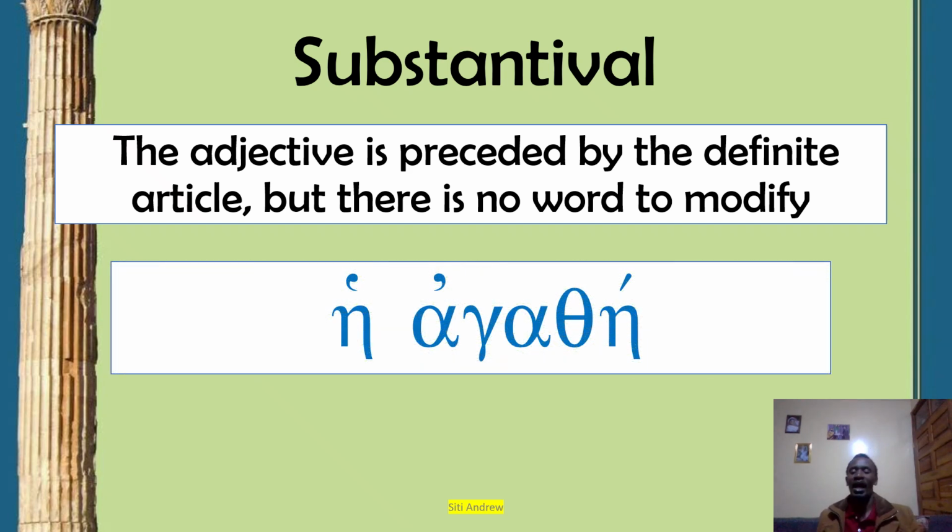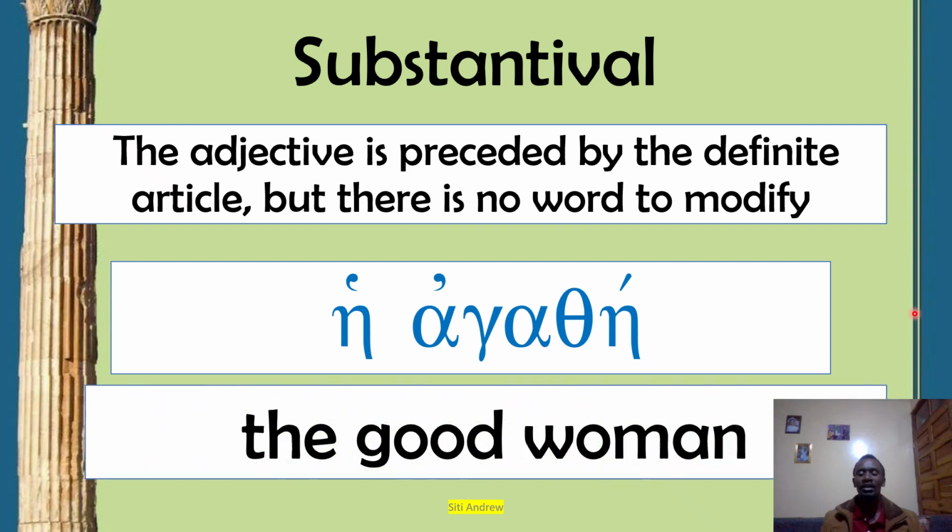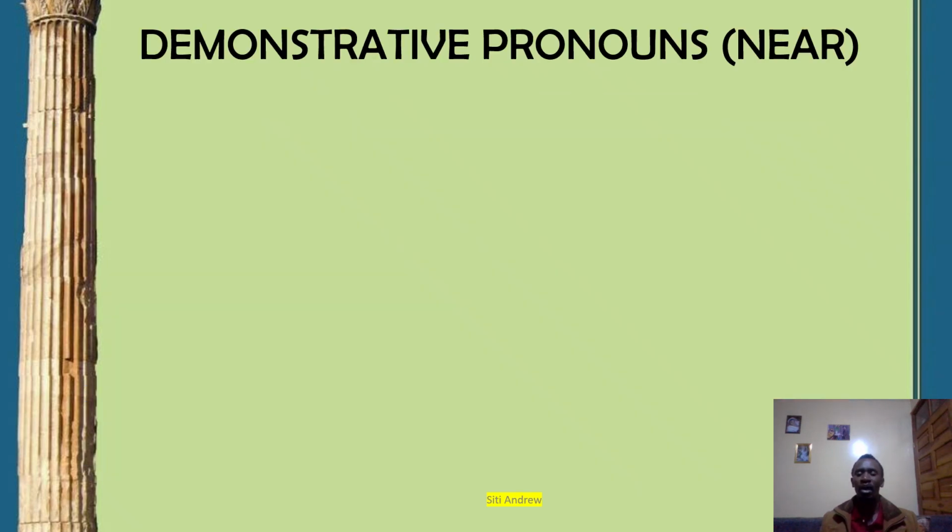Like what you have here, agathe. So if you look at this, you notice that the adjective agathe is preceded by the definite article he, but there's no word to modify. So one of the ways to translate it is to say the good woman, because this is feminine. Agathe is feminine, so the good woman. I hope you are following me very well.